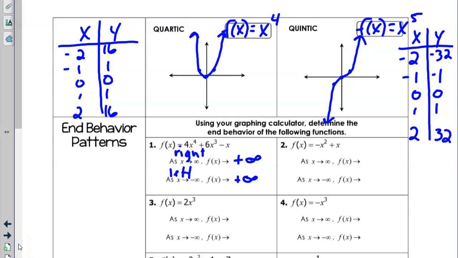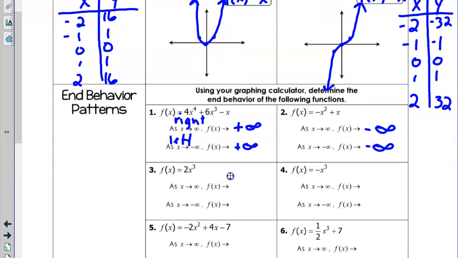You graph negative x squared plus x. As it went to the right, did it go to negative infinity or positive infinity? Negative, good. What about as it went to the left? Negative again, very good.